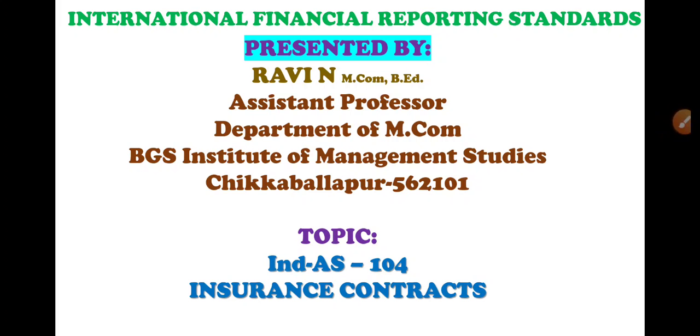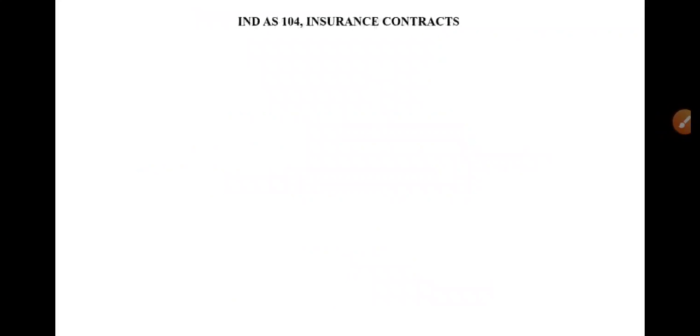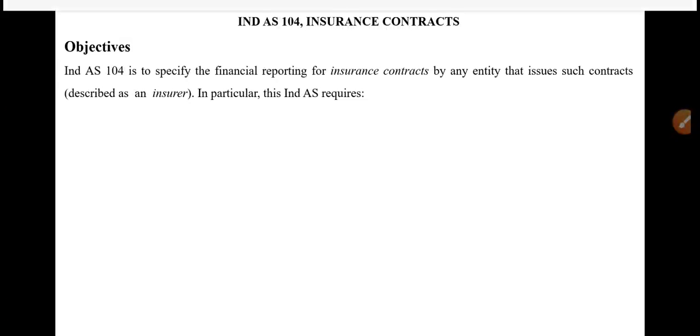Dear students, in this video I am going to explain the concept Ind-AS 104, that is insurance contracts. Indian Accounting Standard 104 deals with insurance contracts. First of all, we should know the objective of Ind-AS 104. The objective of Ind-AS 104 is to specify the financial reporting for insurance contracts by any entity that issues such contracts.